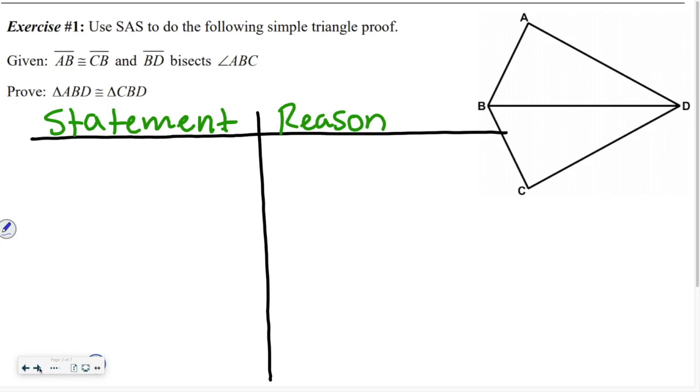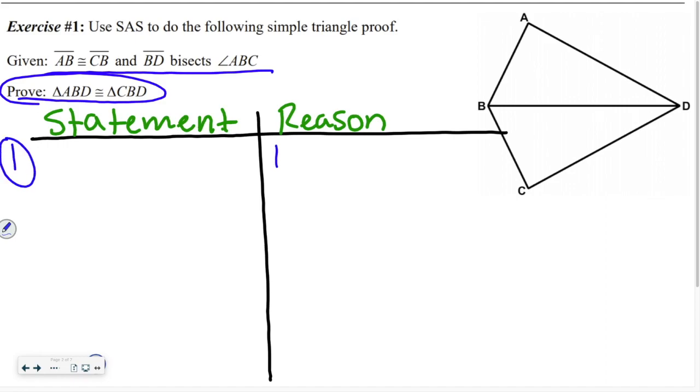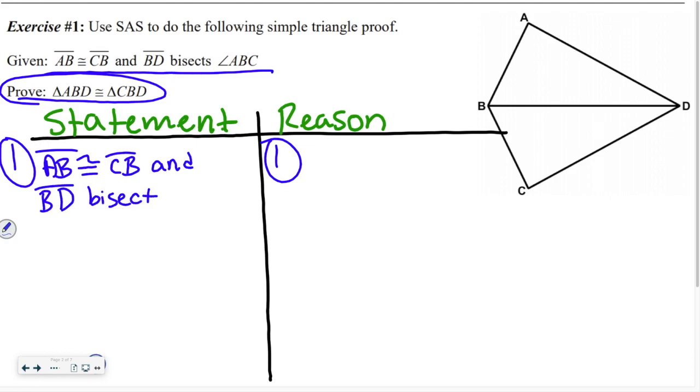We have a T-chart here, and our exercise 1 says we have this given and we have what we need to prove. Remember that the first statement is the given. So let's write the first statement and the first reason. Okay, so notice all I did was just copy the given, and my reason for that was given.